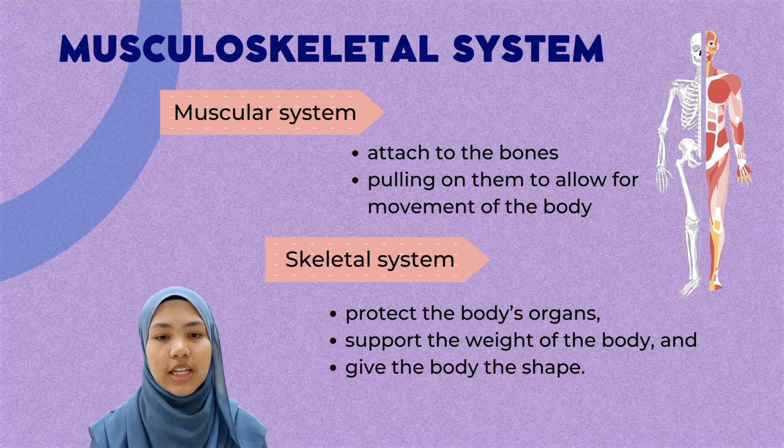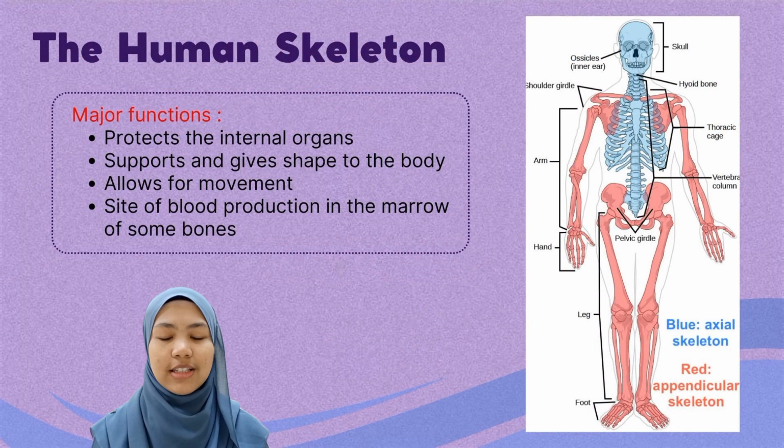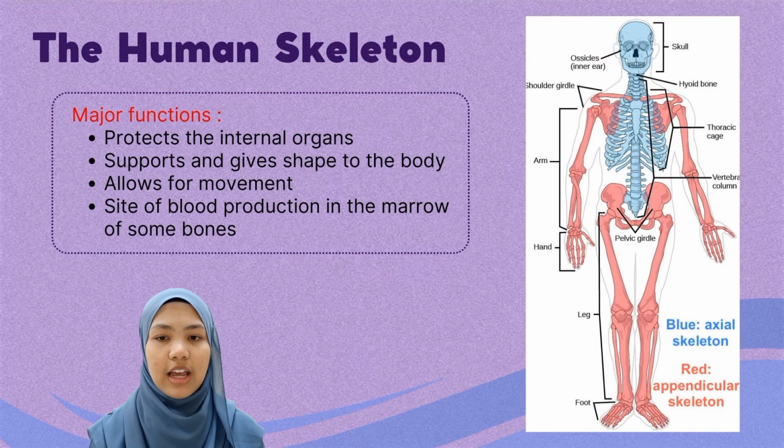Let's get deeper into the skeletal system. So this is the human skeleton. As you can see, there are two colors there. Blue represents axial skeleton, while red represents appendicular skeleton.